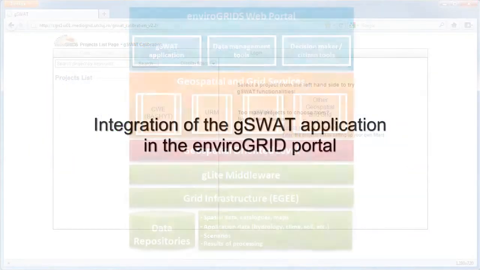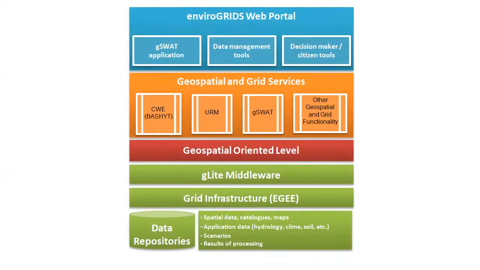The gSWAT application is one of the main software components of the EnviroGrids portal. The gSWAT services make part of the geospatial and grid services layer of the portal.